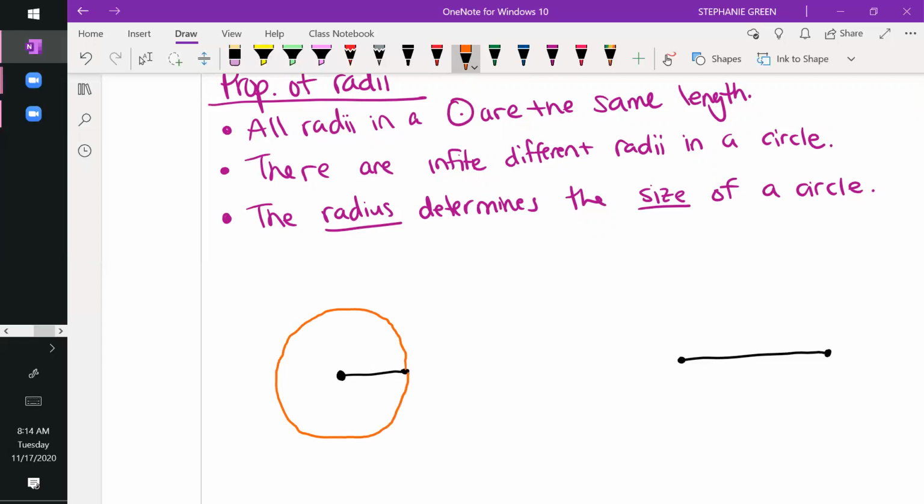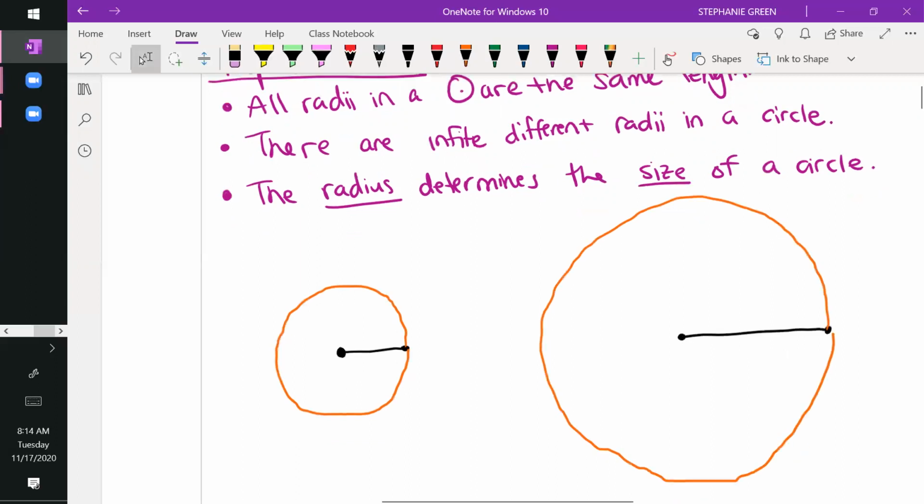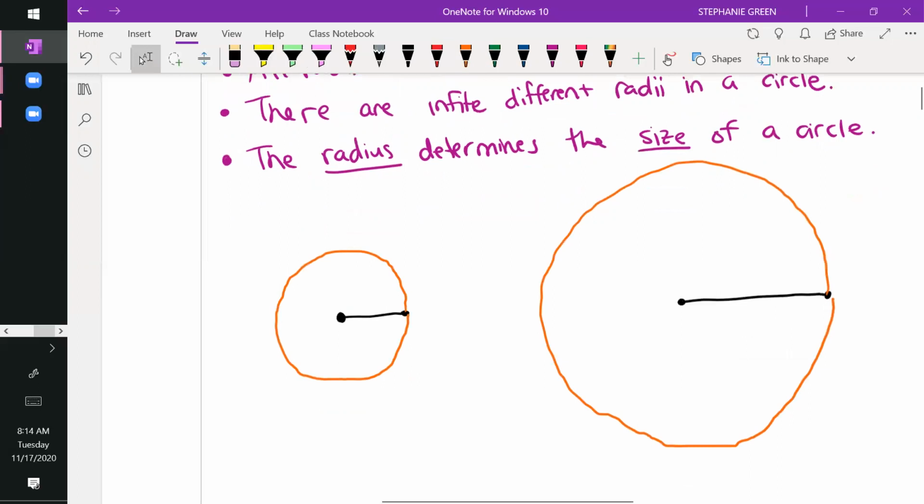And same thing here. Ooh, I think I'm doing all right. So the circle on the right was much bigger, because the radius was bigger. So again, the length of the radius determines the size of the circle. The longer your radius is, the bigger your circle will be.